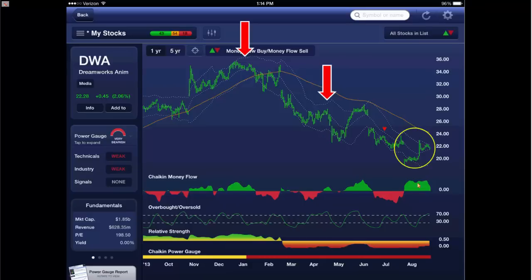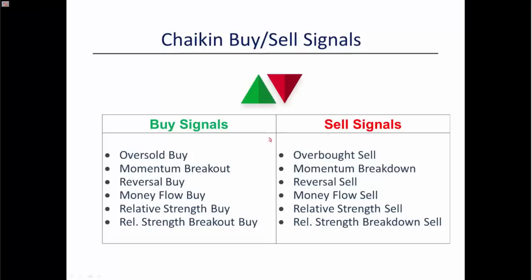And these rallies up to overbought are interesting put buying opportunities. So the signals help pinpoint the entries. There are 6 pairs of buy and sell signals. We've talked about 3 of them. The first 4 are filtered by the Power Gauge, so you only get a buy signal on stocks with a bullish rating. The relative strength signals don't care, as we saw in Trinity. You can get a relative strength buy when the rating is neutral, or a sell, as we'll see in Apple in a minute, going back to 2013.